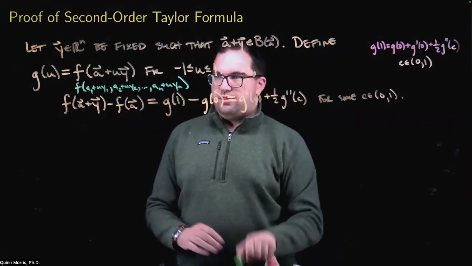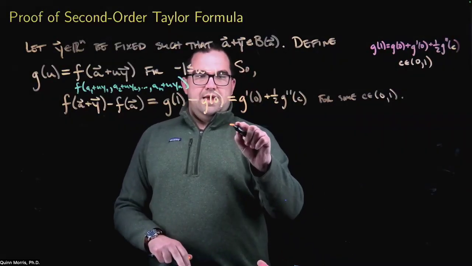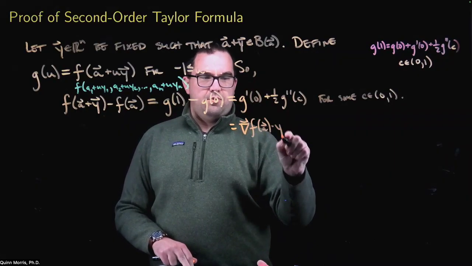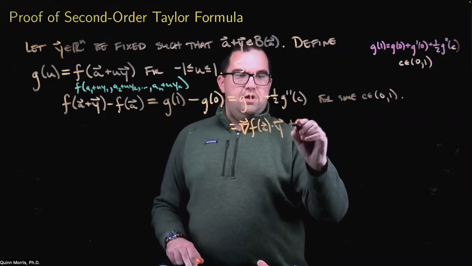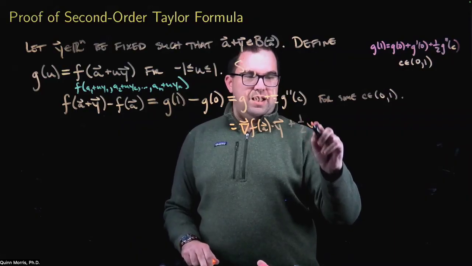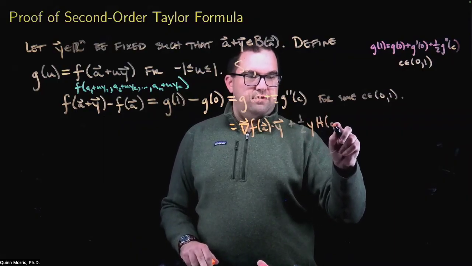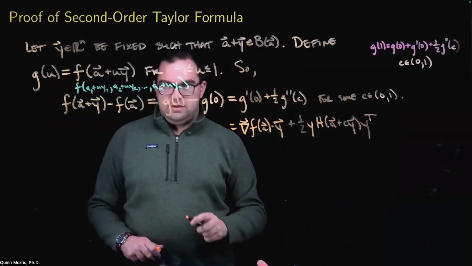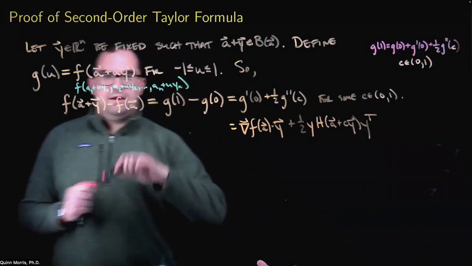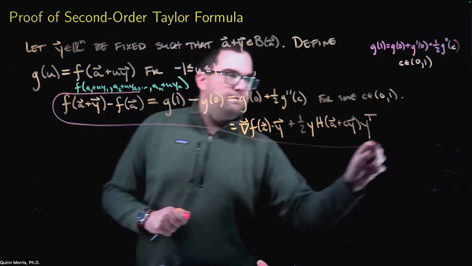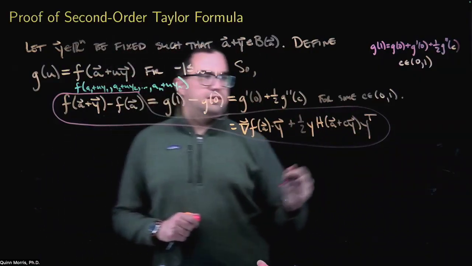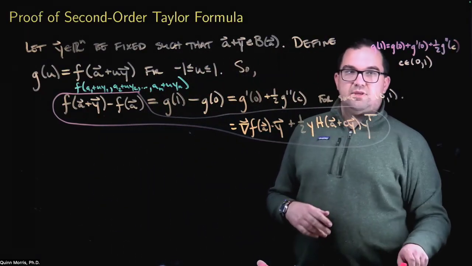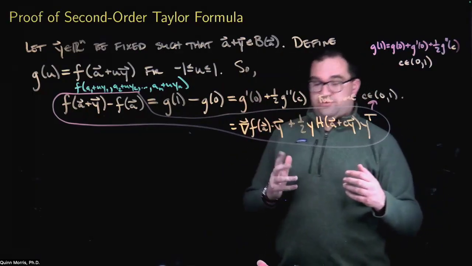So we just saw then that g prime of 0 is just the gradient of f at a inner product with y. And 1/2 g double prime of c is 1/2 y h of a plus cy times y transpose. Okay? And so if I look at what I have here, I have exactly what I want. And this holds for some c in (0, 1). Okay. Now, that's the proof of that first formulation of the second order Taylor formula.